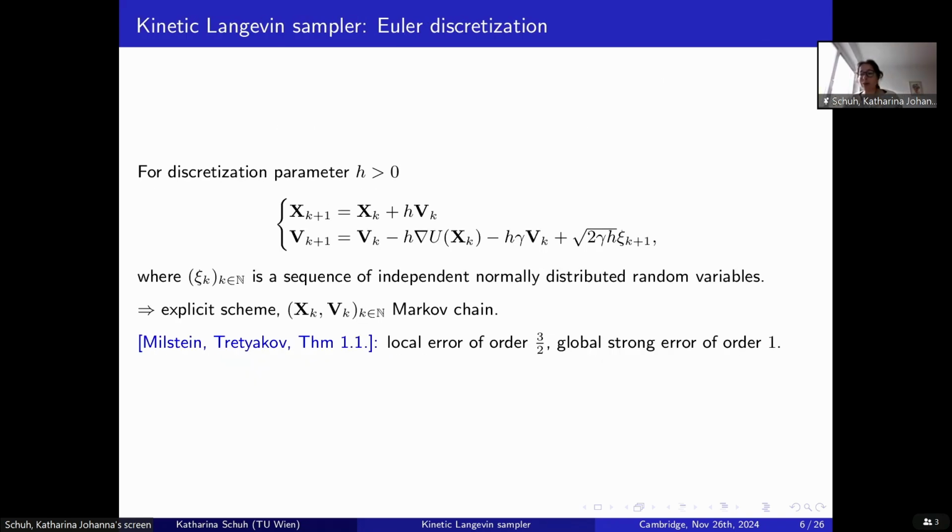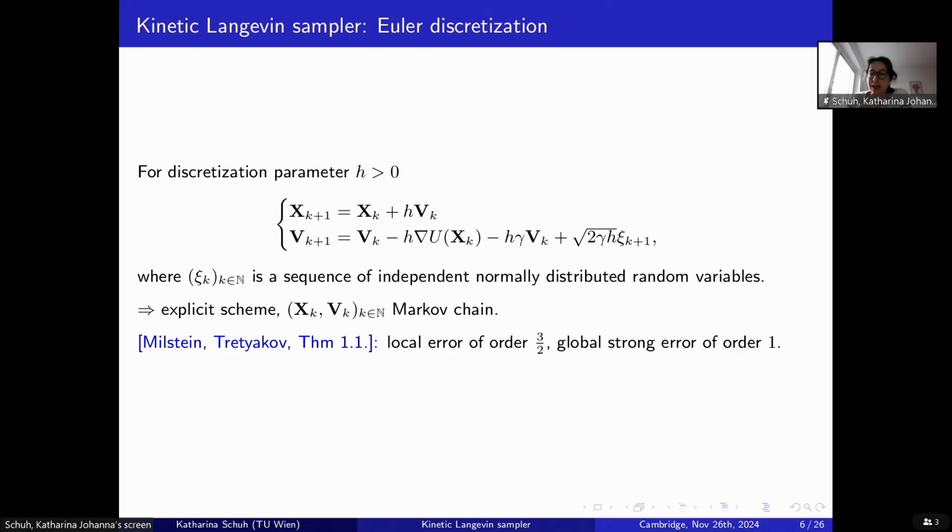And so now we want to look at numerical discretization schemes, and perhaps the easiest one is the explicit Euler discretization of this scheme. So if we have, for example, a position x_k and v_k at a certain point, and we take as a discretization parameter h, then the next position and next velocity is updated by this following rule. So taking the old position plus h times the old velocity gives the new position, and similarly for the velocity component. And here the Brownian motion part is given by taking a sequence of independent normally distributed random variables.